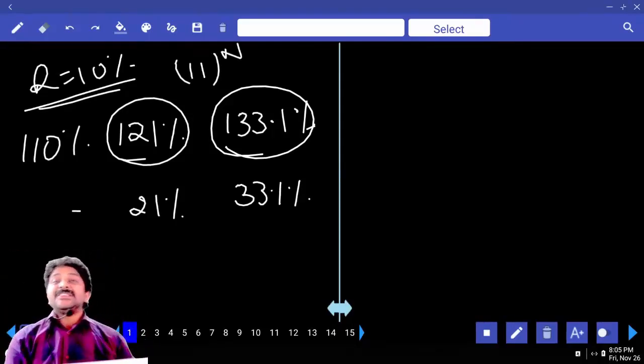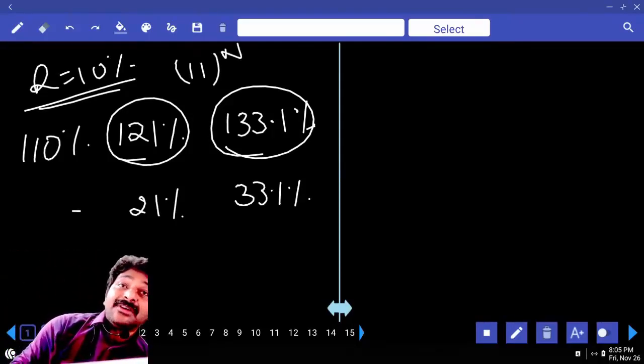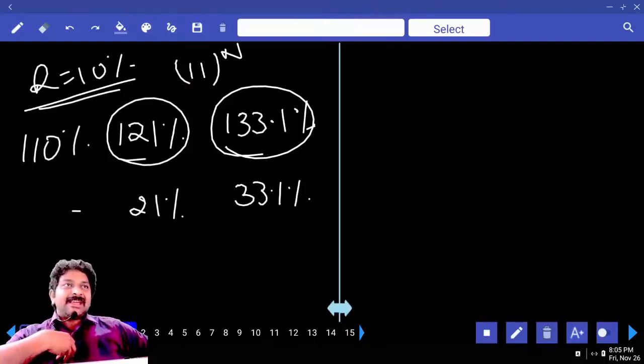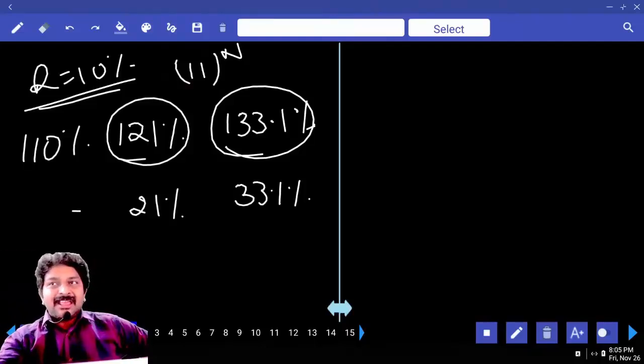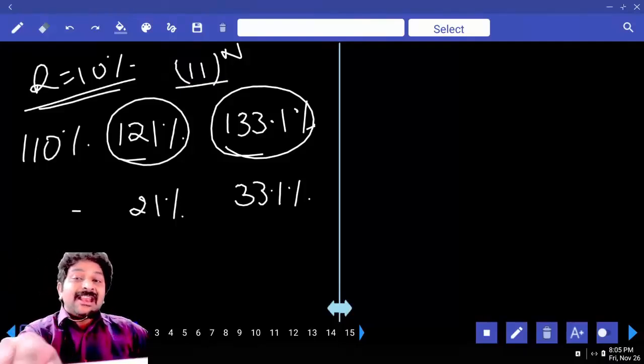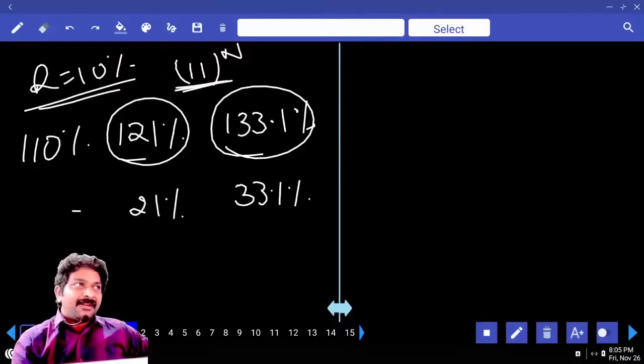If the rate of interest is 20% per annum, we need to calculate powers of... How did 11 come about? Remember once. 10% interest means we said we have to give back 110%. From 110 we removed the 0, right? What came? 11. We calculated powers of 11.